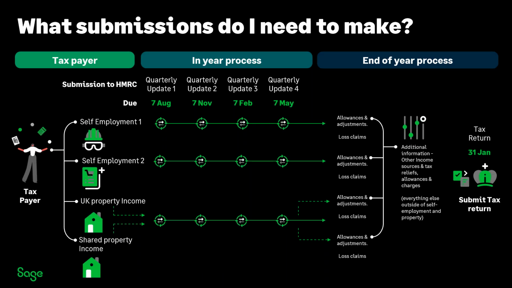If you miss any of the above deadlines, penalty points will apply. Under the new penalty regime, you will accrue points for late submissions and late payments, and these will translate into monetary fines once a certain amount of points have been accrued.